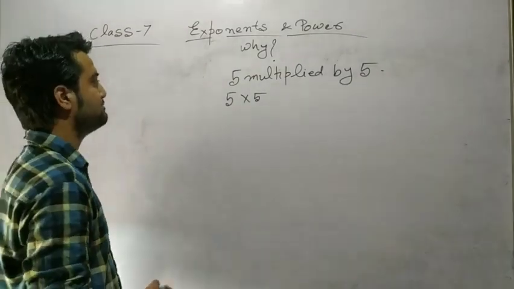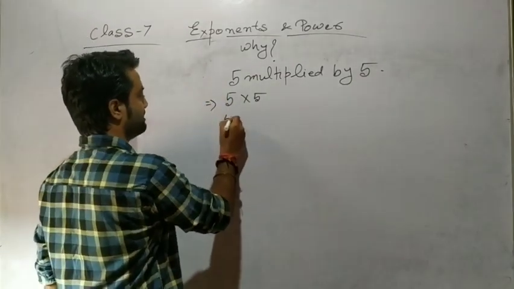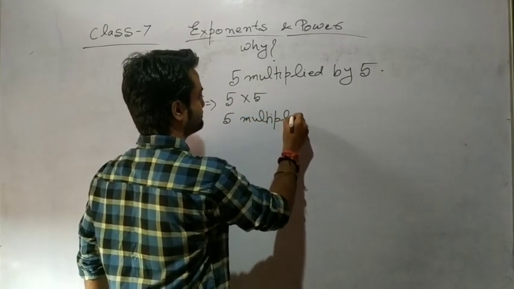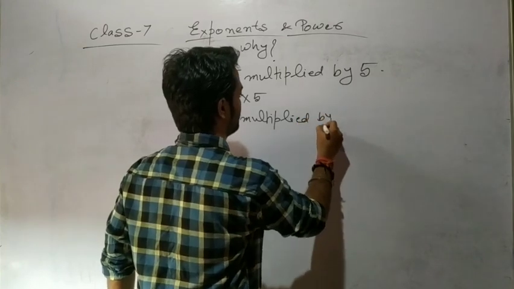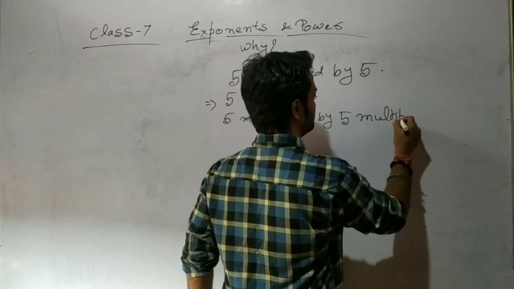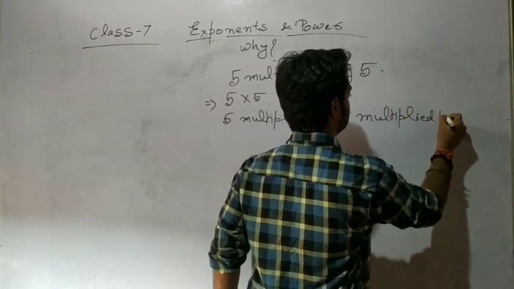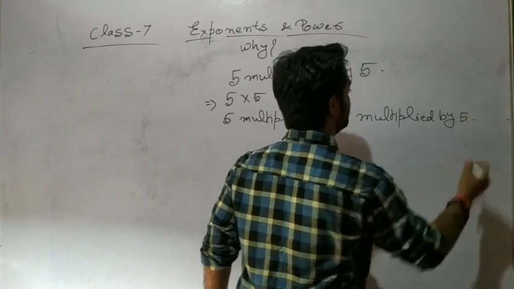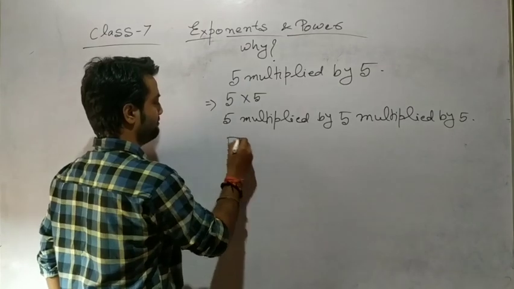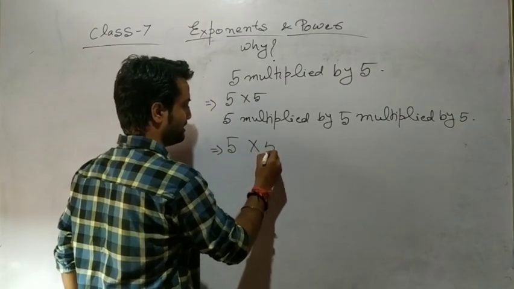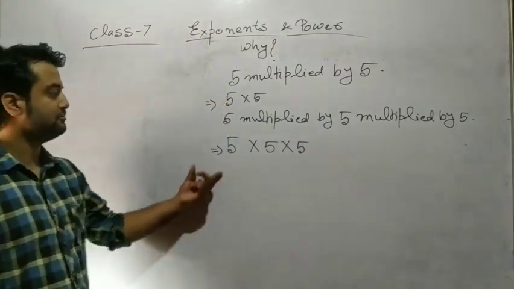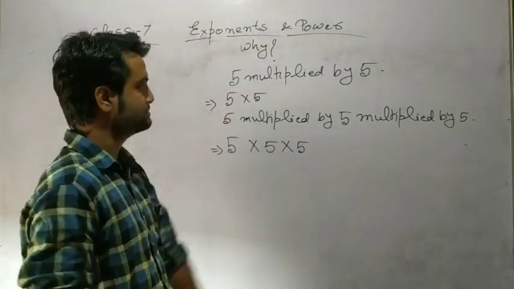Okay? Suppose I am asking you again to write 5 multiplied by 5 and again multiplied by 5. Then in this case, how will you write that? 5 multiplied by 5 multiplied by 5. This is how we will write. That is 5 multiplied with itself 3 times.